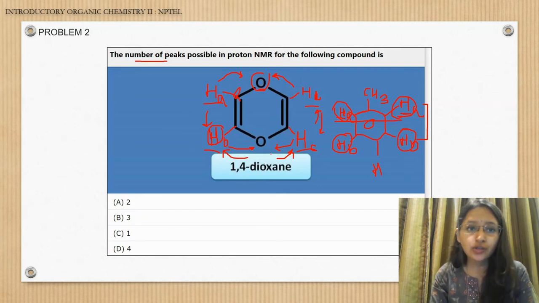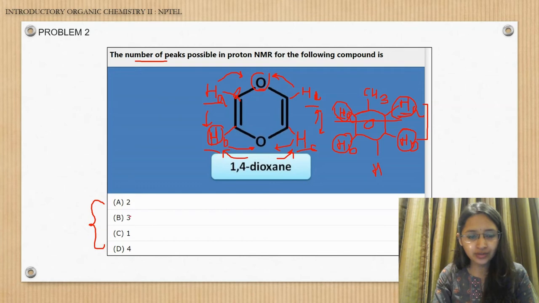So the number of possible peaks in the proton NMR would be, just tell me from these options: 2, 3, 1, and 4, how many signals is this molecule going to give you? Any suggestions? Any guesses?